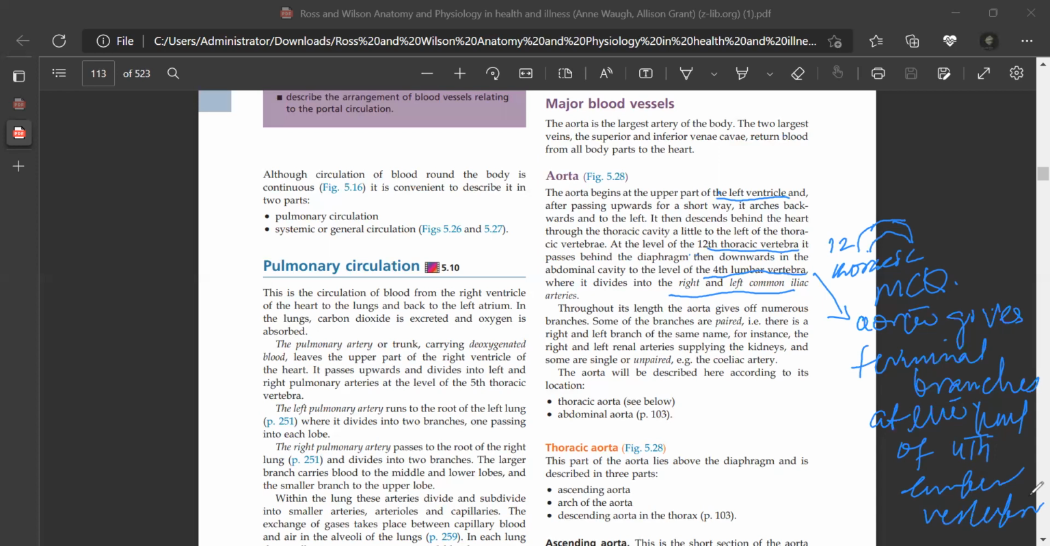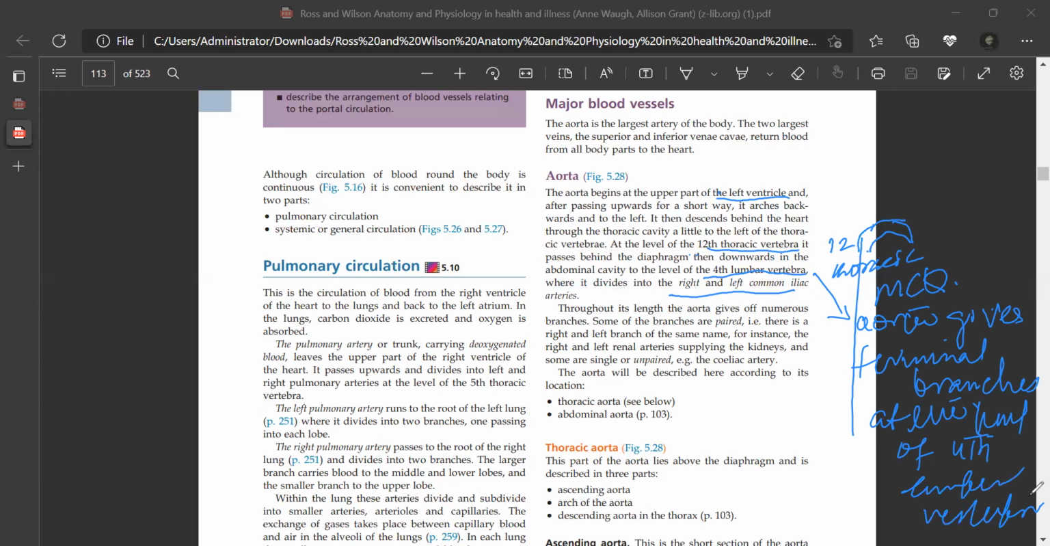Now, throughout its length, the aorta gives off numerous branches. Some of the branches are paired, meaning there is a right and left branch of the same name, for instance the right and left renal arteries supplying the kidneys. Some arteries are unpaired, for example the celiac artery.